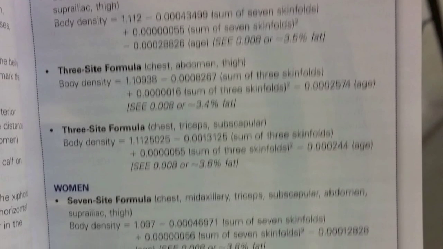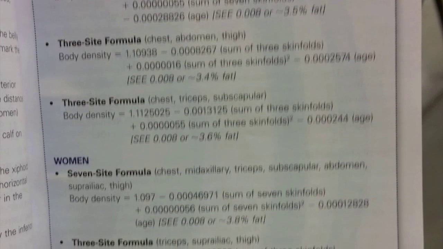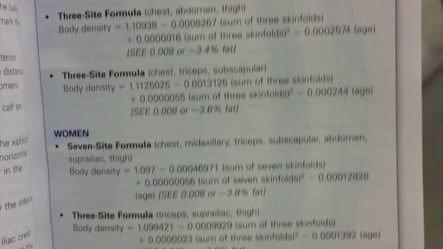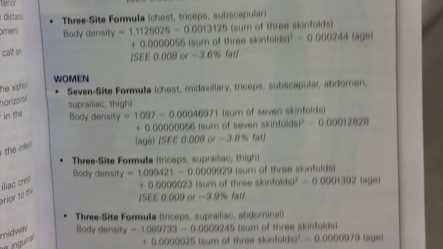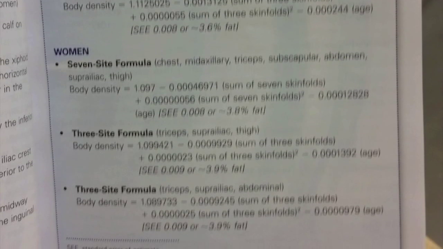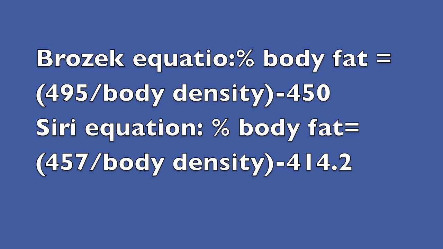When done measuring all skin fold sites, you will now calculate body density using generalized skin fold equations. Once the body density of the participant has been calculated, it can then be converted to a percentage of body fat using 2 formulas known as the Brozek equation and Siri equation.